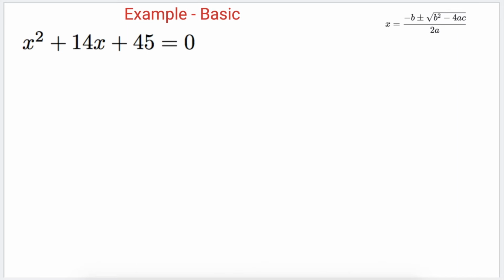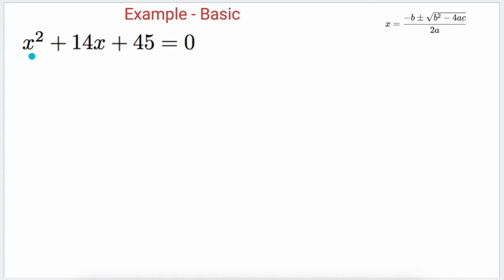In the first example we're going to look at, it's going to be a basic quadratic equation. It's going to be x squared plus 14x plus 45 equals 0. The first thing we need to do is to check and make sure that the equation is properly organized. So the squared term, the linear term, and then the constant. The second thing we need to do is to check and see if it's possible to factor this quadratic equation. In this particular example, we don't need to do that.